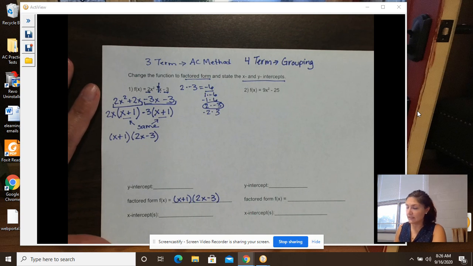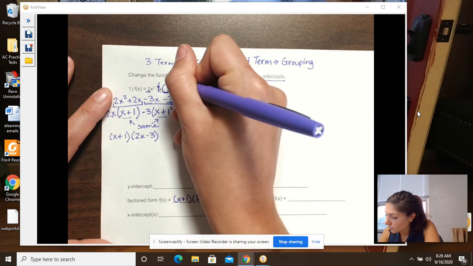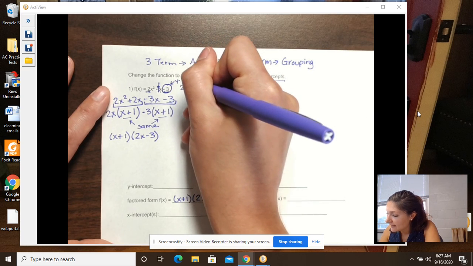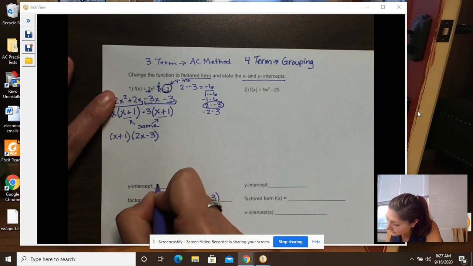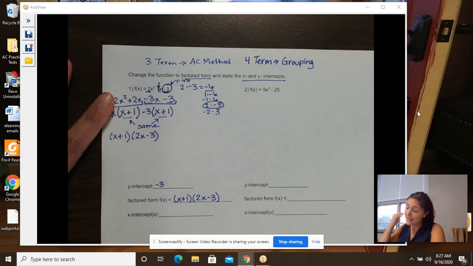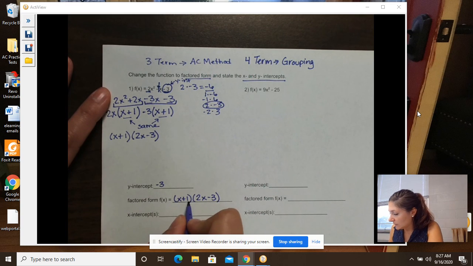The y-intercept is the easy one because I can see that from standard form. Remember that constant term at the end is your y-intercept, okay? That number at the end of your standard form with no x. So our y-intercept is -3. And then our x-intercepts come from our factors here. So x plus 1 means I would have an x-intercept at -1.